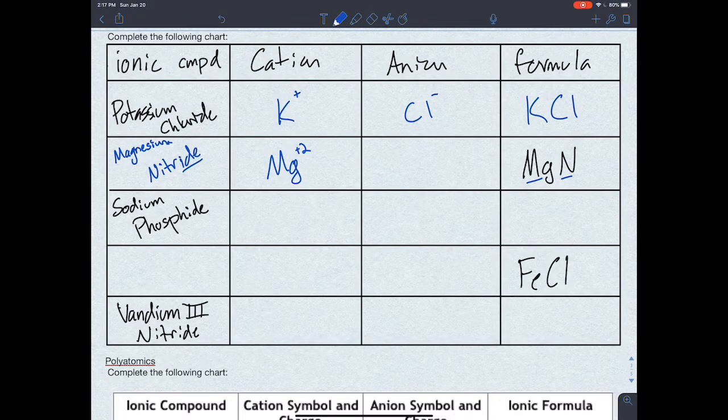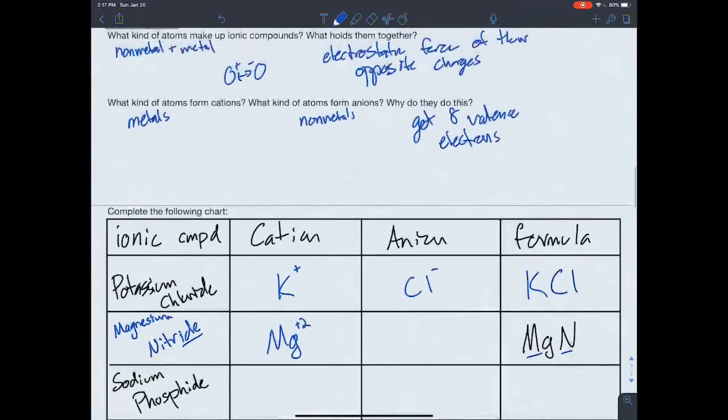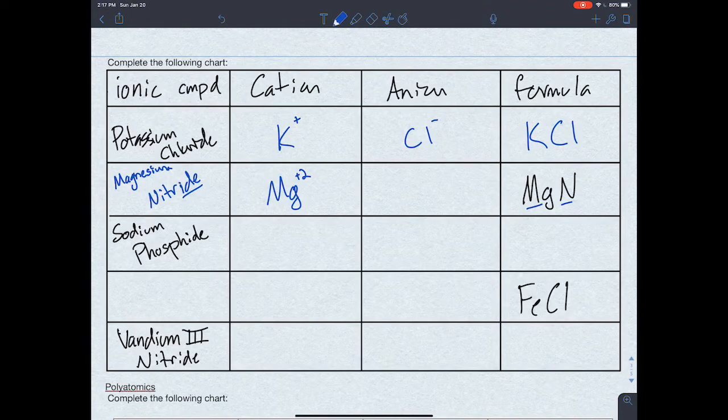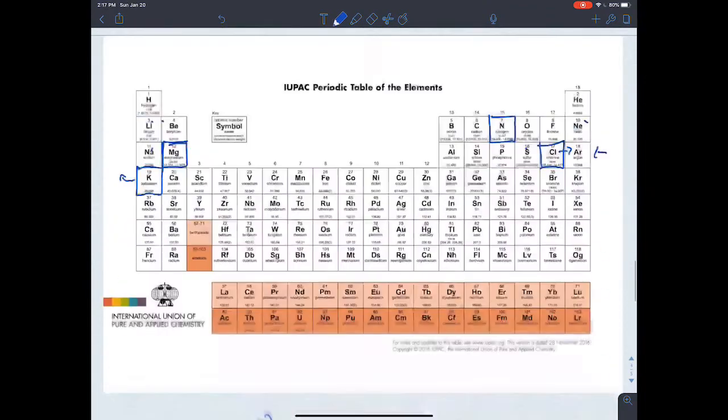Yeah, I think I might have made a mistake in how I copied this. If it says MgN on your study guide, then I made a mistake on the study guide itself. You'll notice I had to handwrite this chart in. For some reason, it wouldn't copy and paste. So maybe I made a mistake there. I don't know.